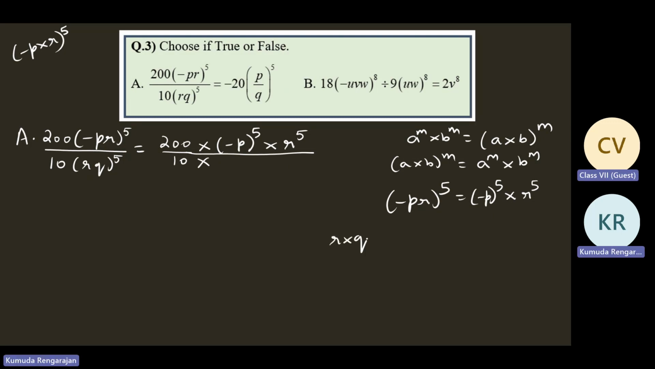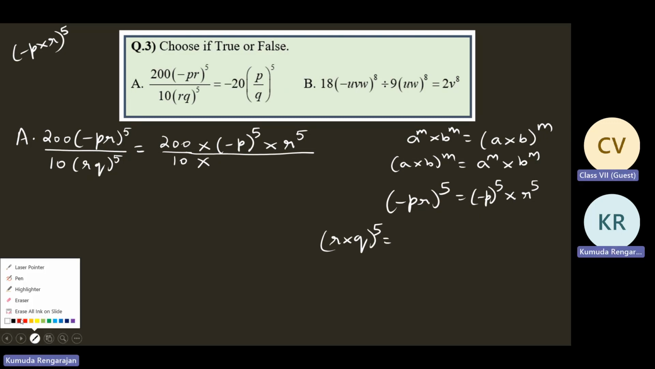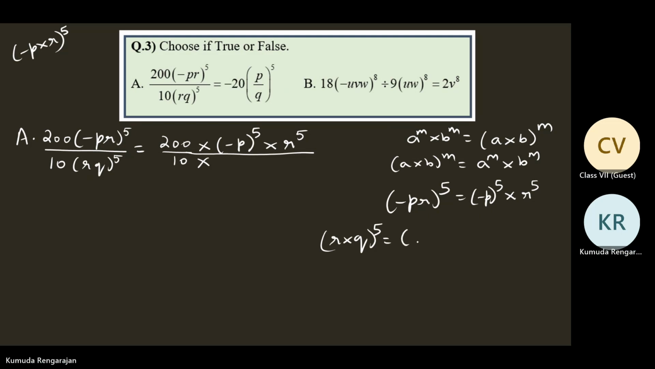Now in the denominator, try Harini. R into Q, the whole power 5. How can you write it? Ma'am, bracket minus R. Why minus R? It's only R, no? So R to the power? Yes, ma'am. R to the power whole raised to the power 5 into Q raised to the power 5. Yeah. So R to the power 5 into Q to the power 5, correct?